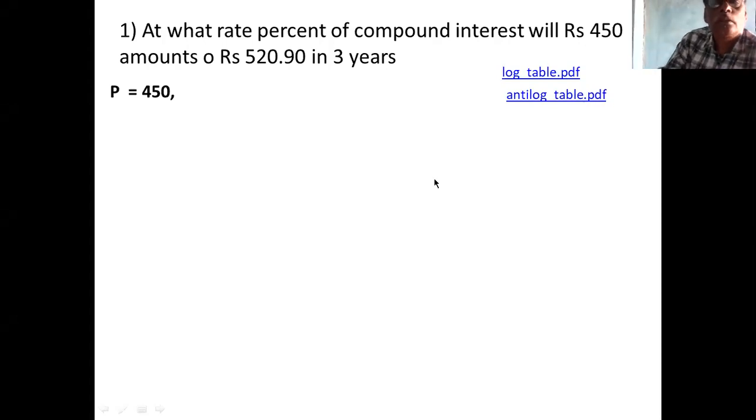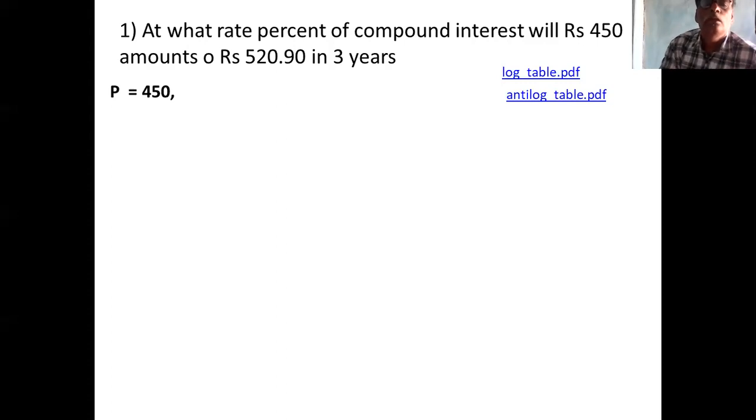Okay, in the previous class, I was explaining how to calculate the rate of compound interest. You see this one: at what rate percent of compound interest will rupees 450 amount to 520.90 in 3 years? N is 3 years.